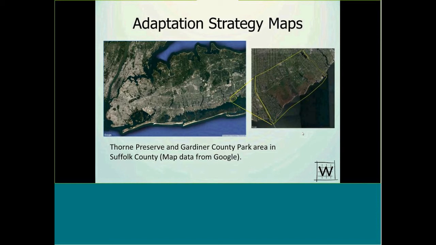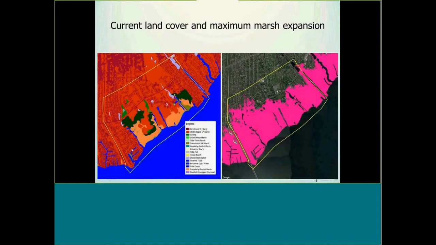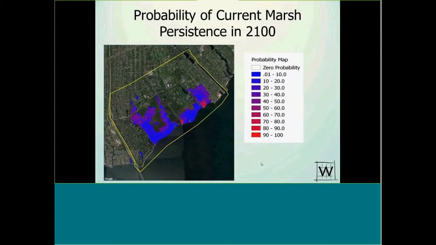So in this case, I'm going to take a look at some results from Thorn Preserve and Gardner County Park area in Suffolk County. So the current marsh footprint is that we have some high marsh in the orange color here, or irregularly flooded marsh. You have some swamp that's behind it, and then a lot of dry land and development that's behind that, the red and the dark red. But the total maximum marsh expansion, this would be worst case scenario under the highest sea level rise, extends into that habitat.